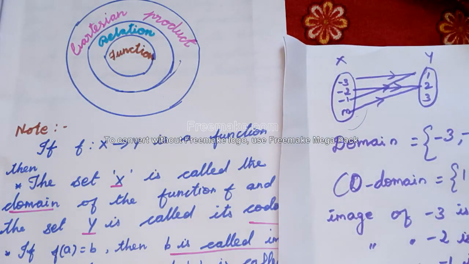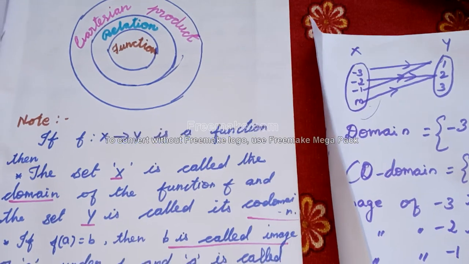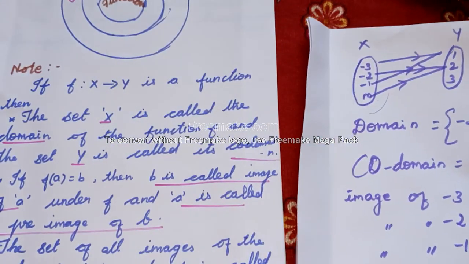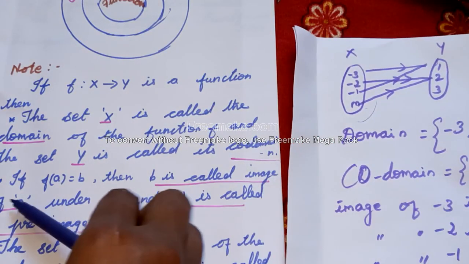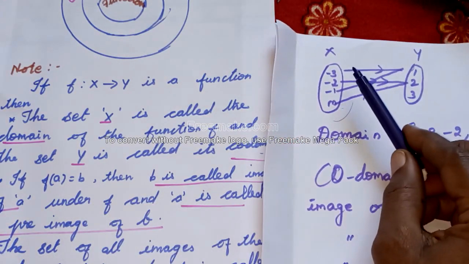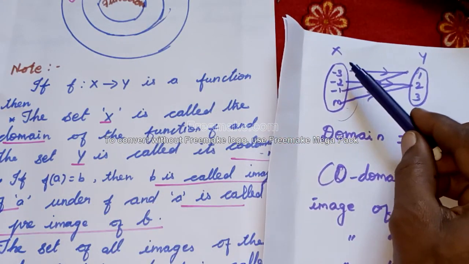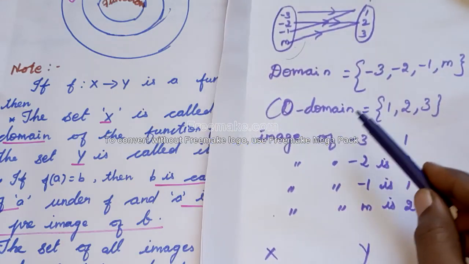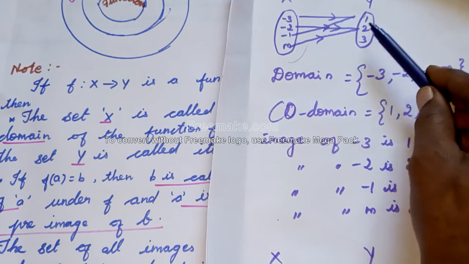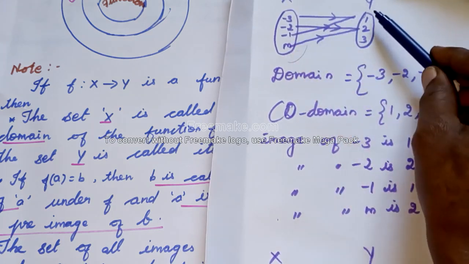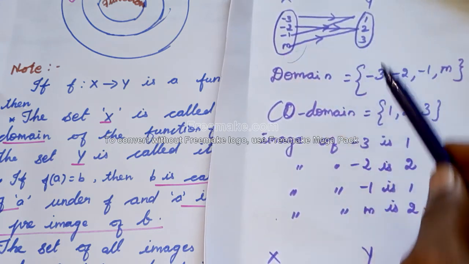Next, if f(a) is equal to b, then b is called the image of a. That only I have explained. Image of -3 is 1. Image of -2 is 2. Image of -1 is 1. Image of m is 2. Clear? That is an image.